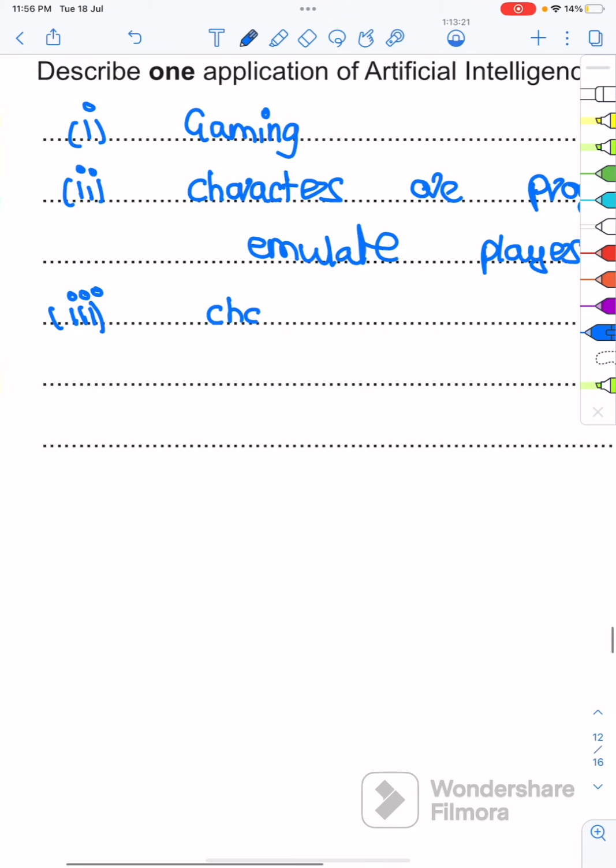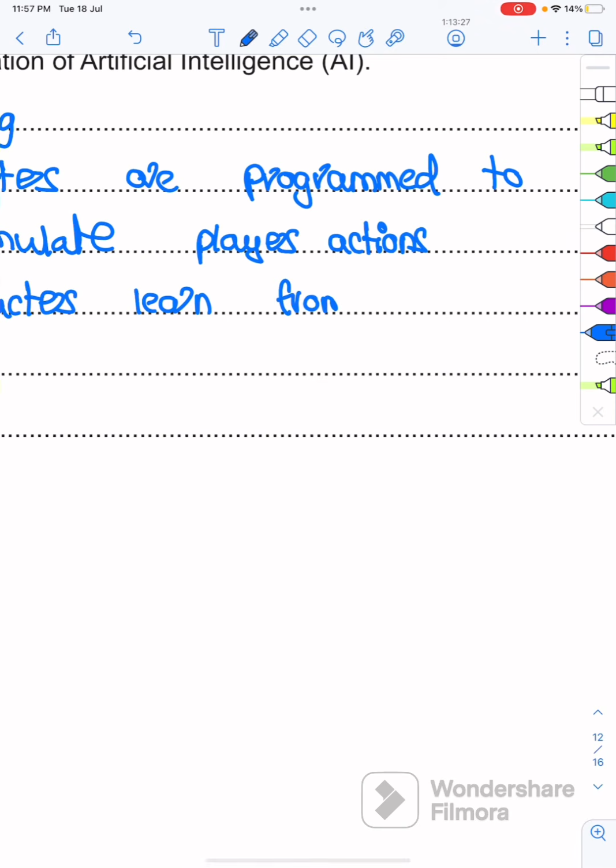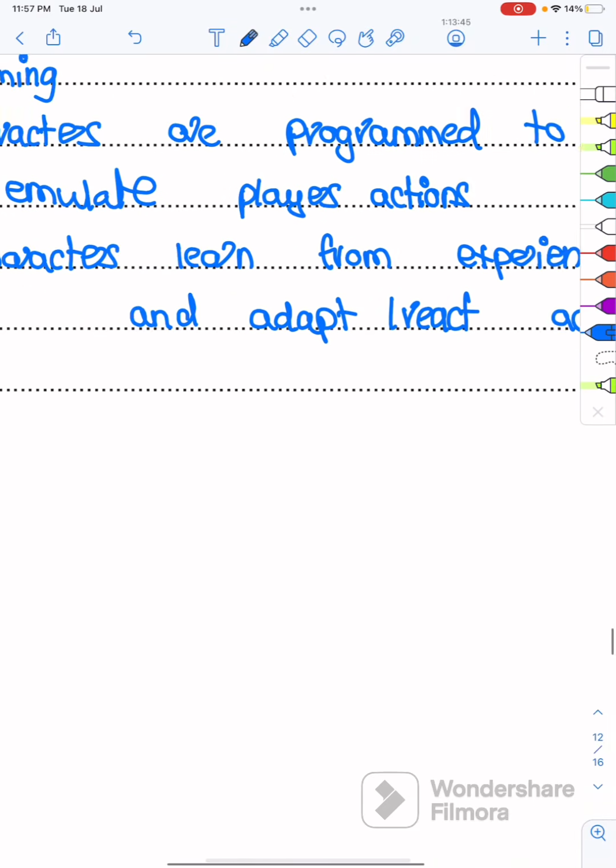So the 3rd mark that you're actually going to get is characters learn from experience and adapt, react accordingly to the player's action.